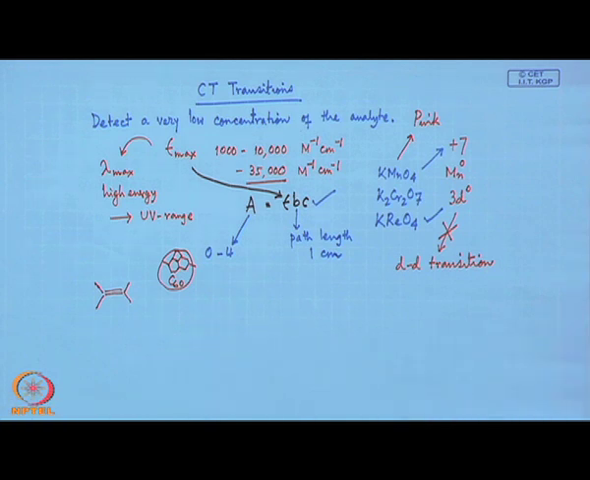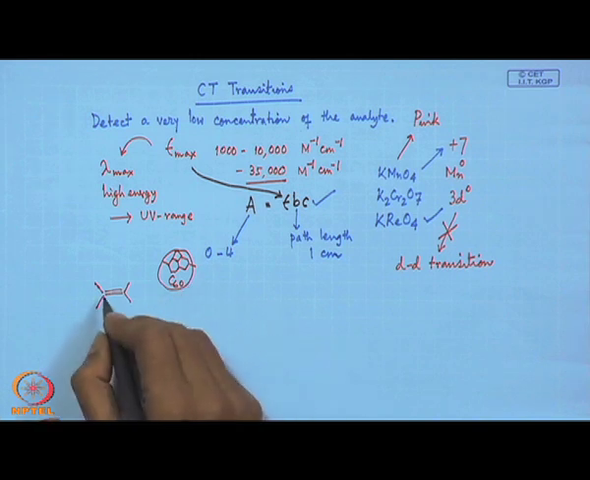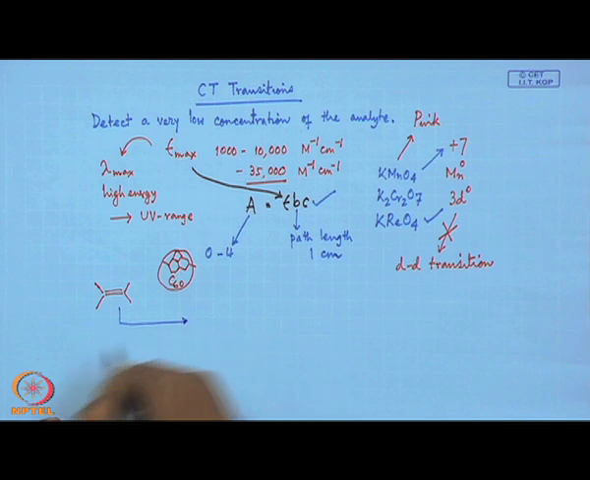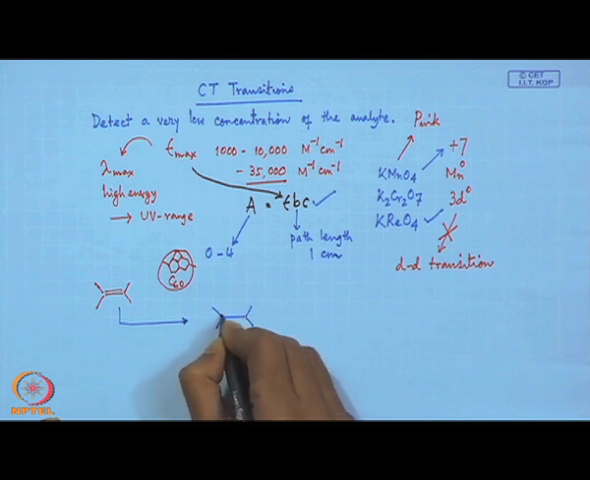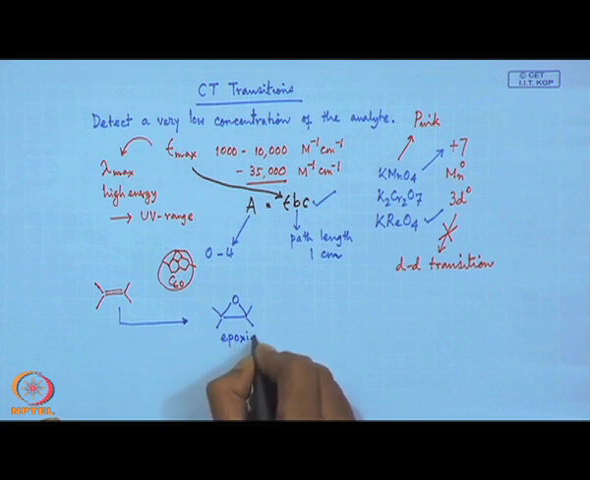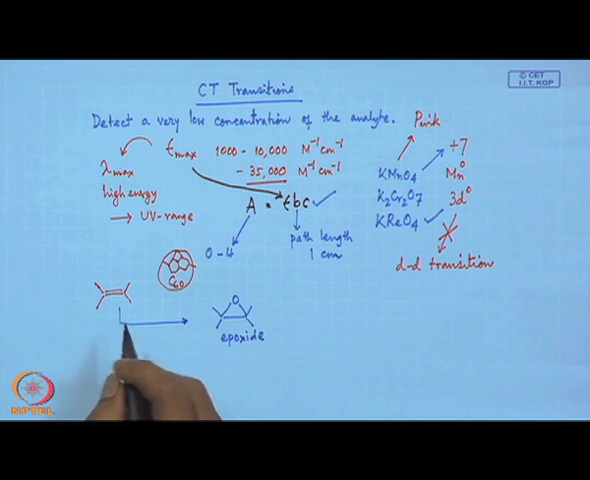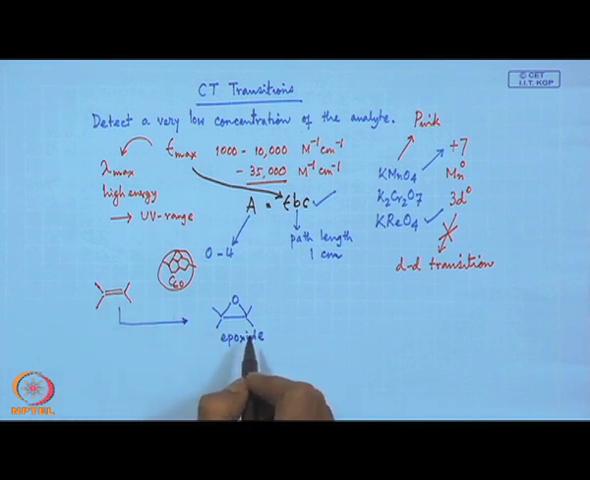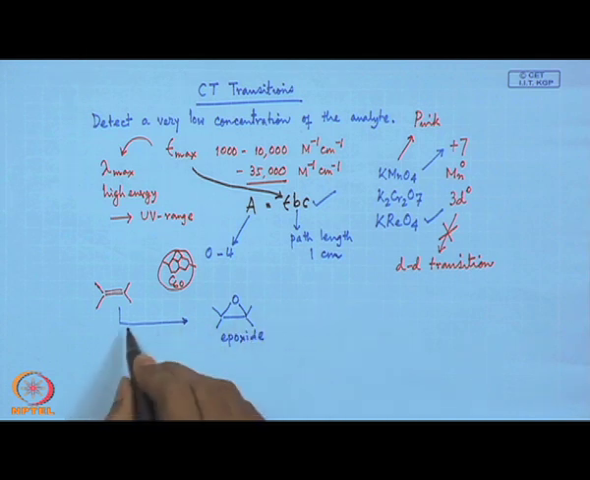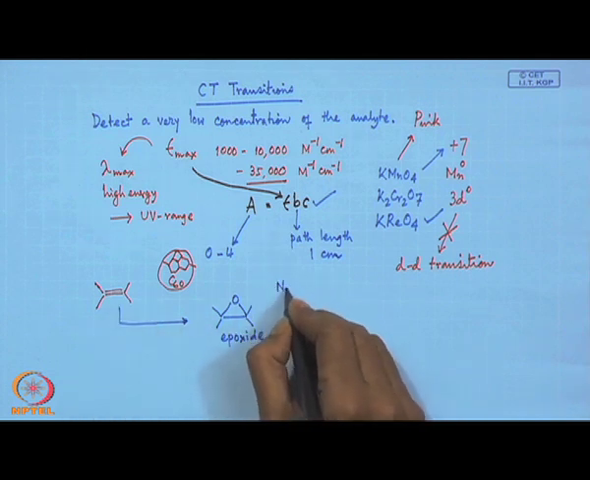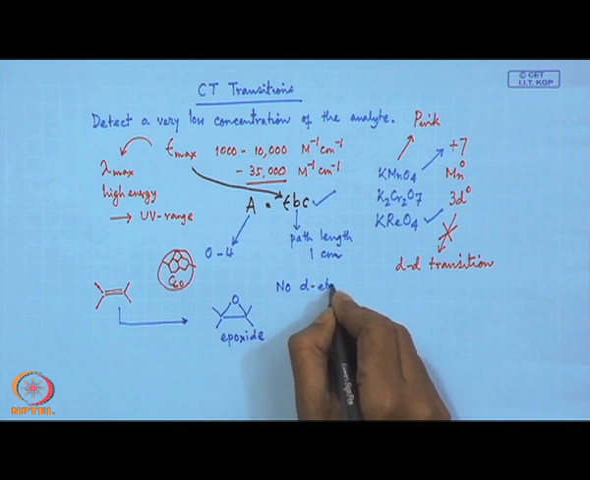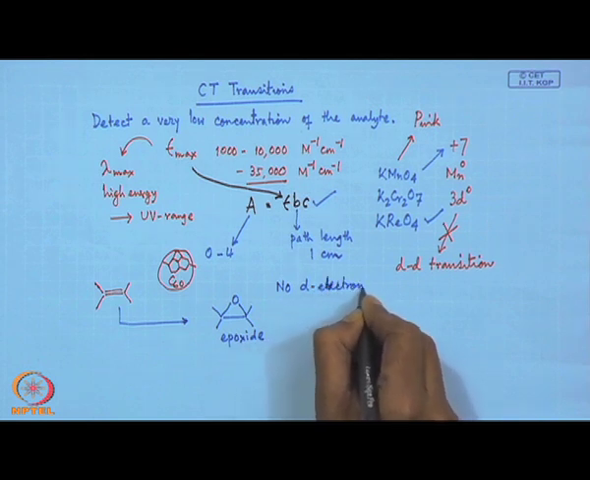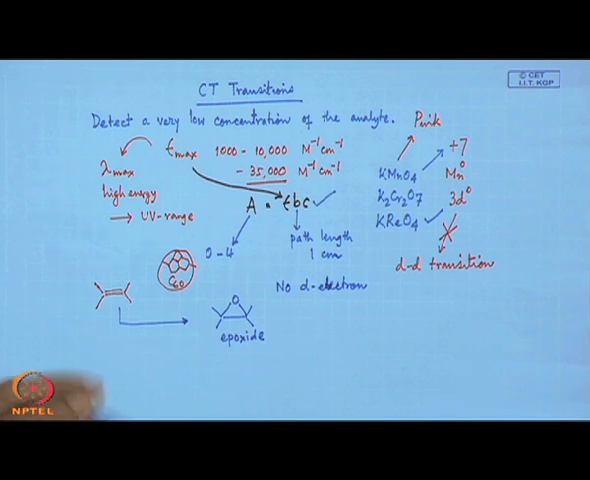So, when we have a large number of these double bonds, one such double bond can go for epoxide formation. That is also colored. If we go for a certain amount of epoxide formation, this is also colored. But in this particular case, like potassium permanganate, we do not have any d electron in the system, but still these are colored.